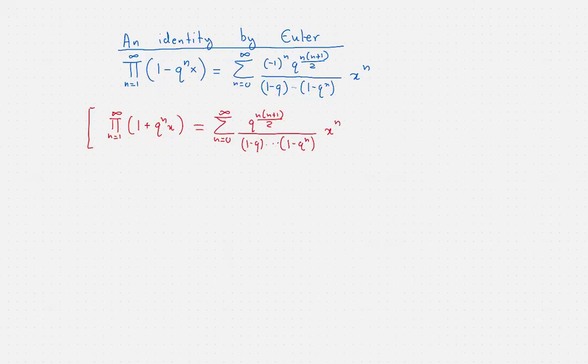And we will work with the one in blue. So the idea is pretty straightforward. So it's actually derived by looking carefully at the coefficient. So let's define the function f of q, x to be the left-hand side.